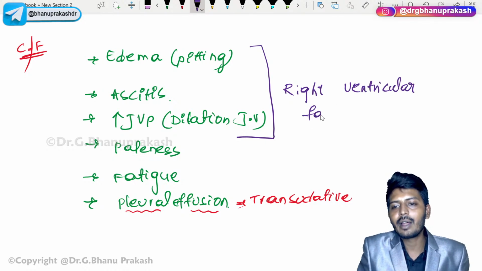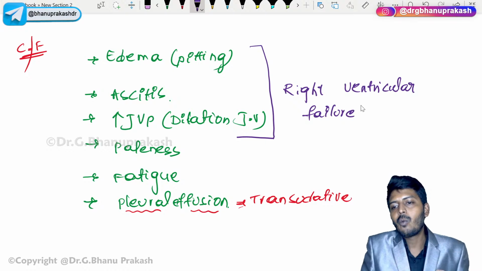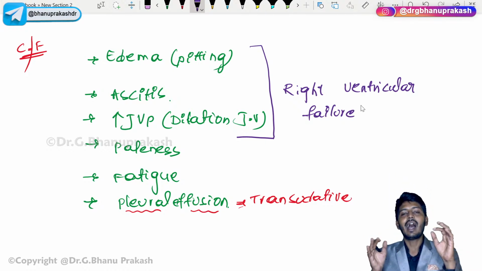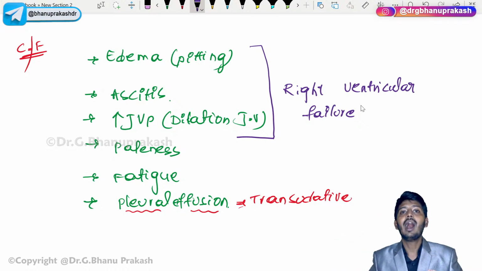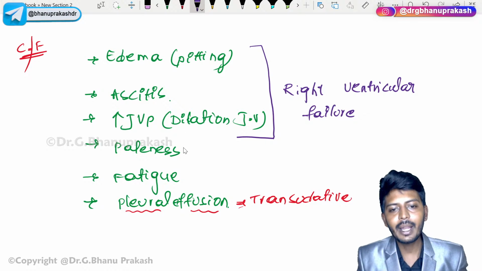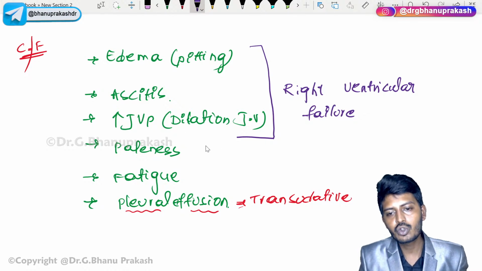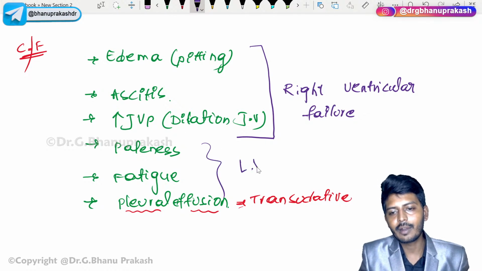Right ventricular failure. Okay, so why am I going into all these things? I want to give you a clear idea about the pharmacological importance when it comes to heart failure. That is why we are doing all this in detail. Okay, then my dear students, these are usually due to left ventricular failure.